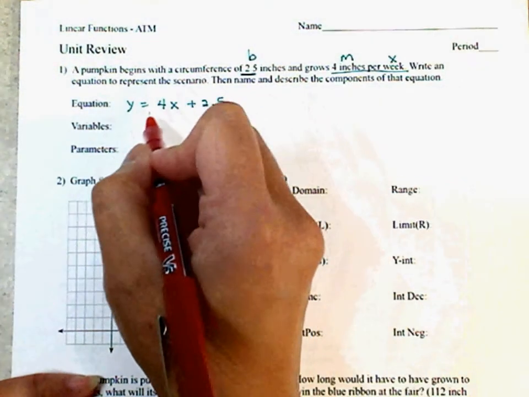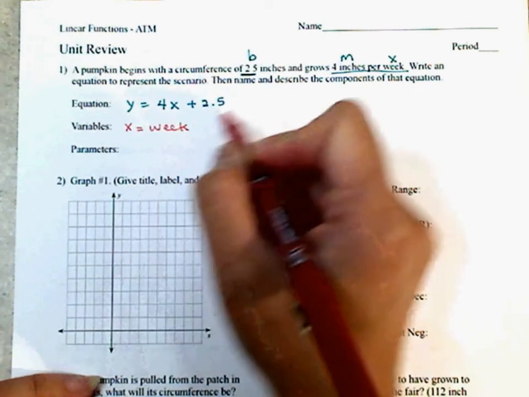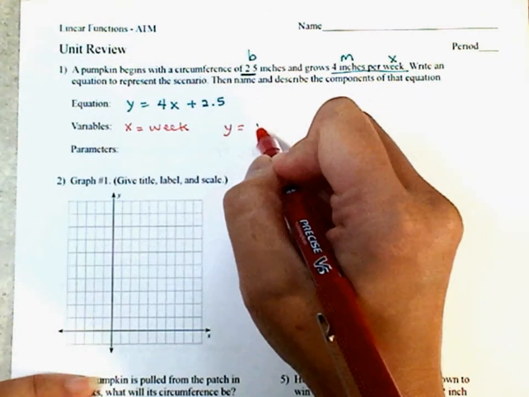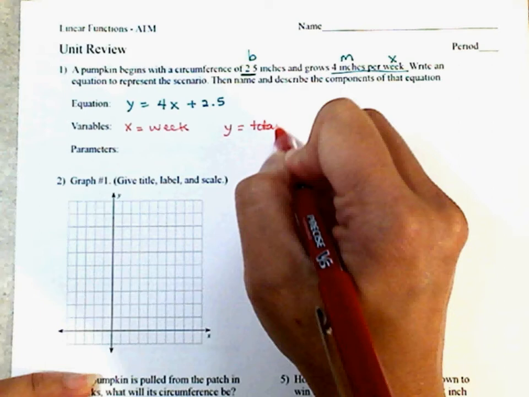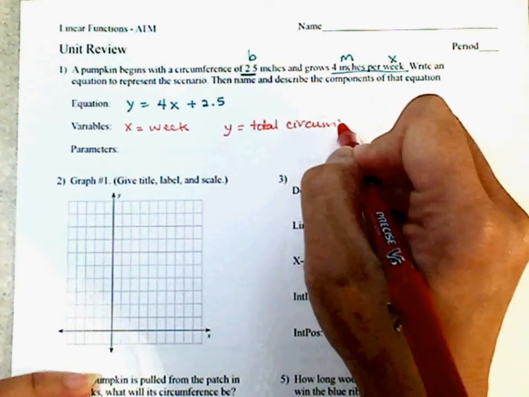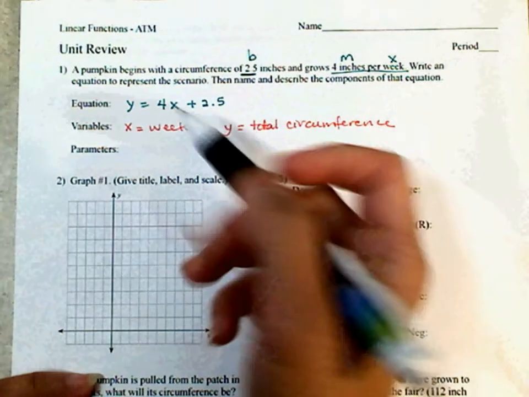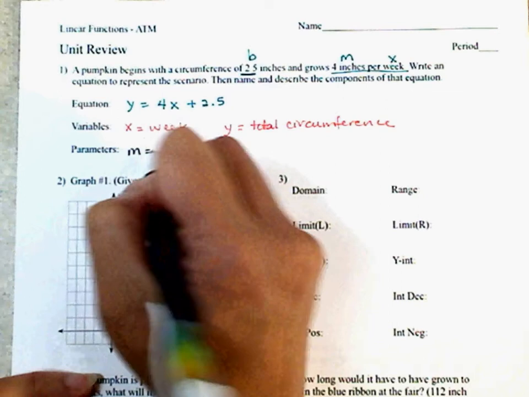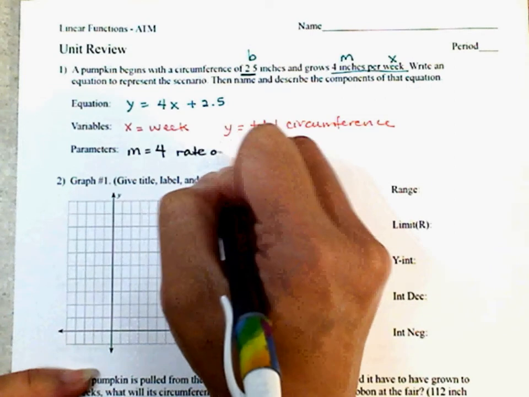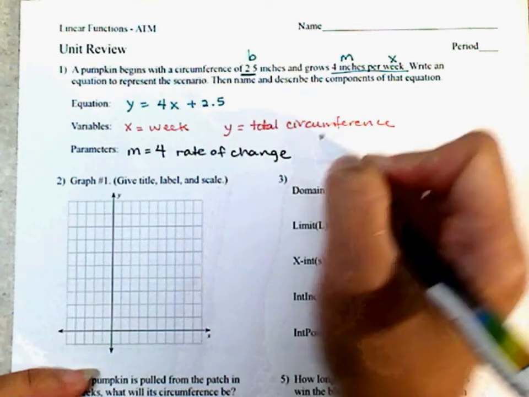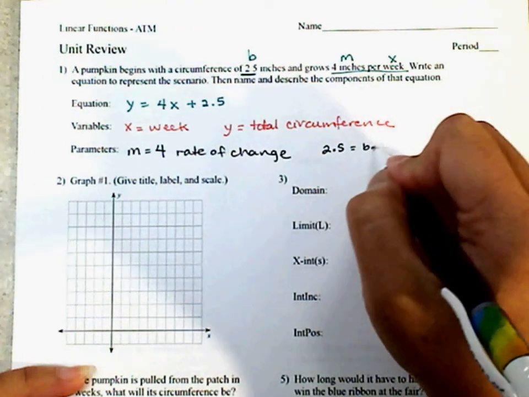Okay, let's label our variables. What are our variables? Your variables are your x, which is representing the week, and your y, which represents the total circumference of a pumpkin. Your parameters are the change. So therefore, your m, which is 4, represents the rate of change per week. And your B is 2.5, which represents your beginning circumference.